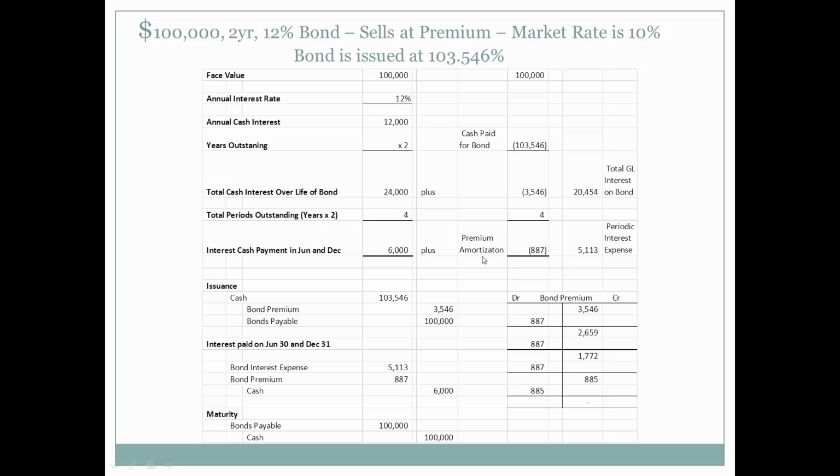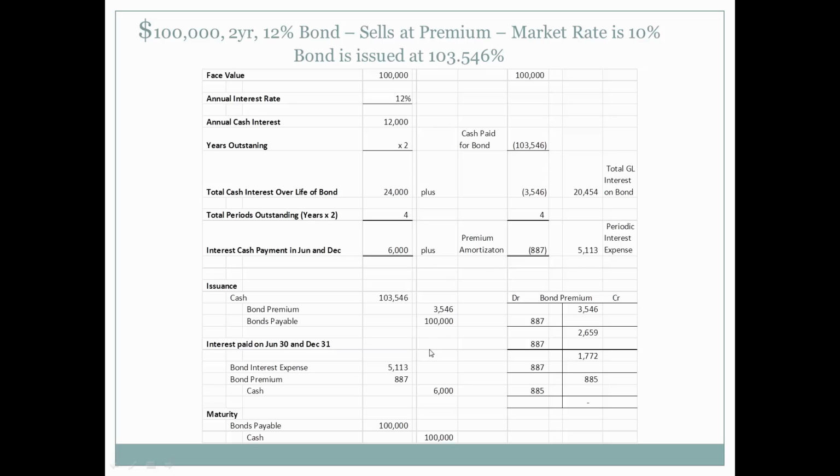So this means our premium amortization each and every time we pay interest on the bond is going to be $887. This plus the $6,000 interest, and really it's a subtraction, but $6,000 minus $887 means the periodic interest expense on the bond is going to be $5,113.